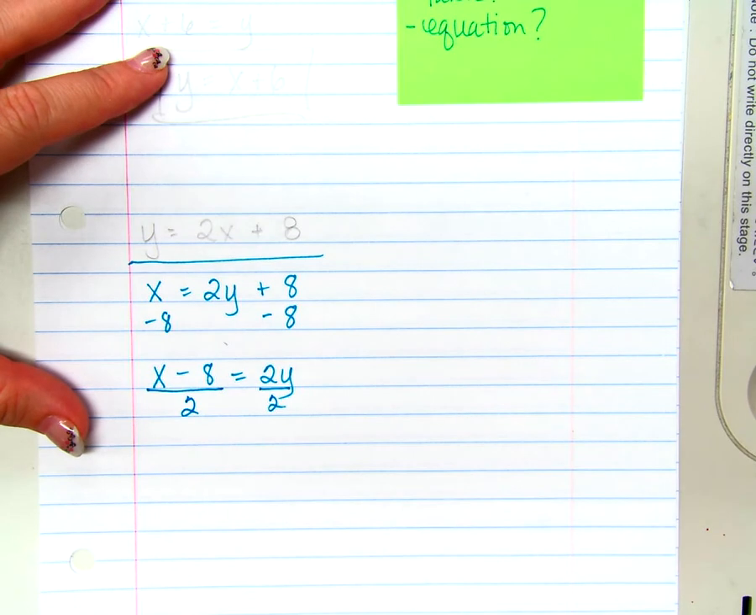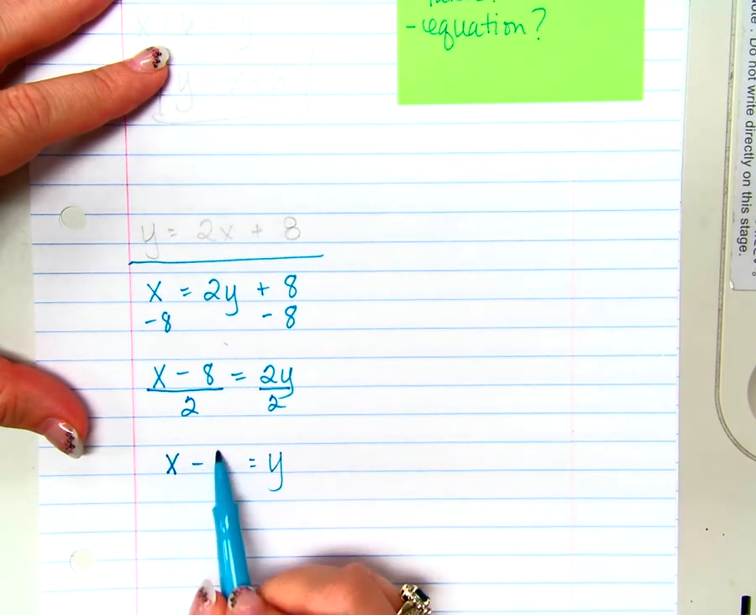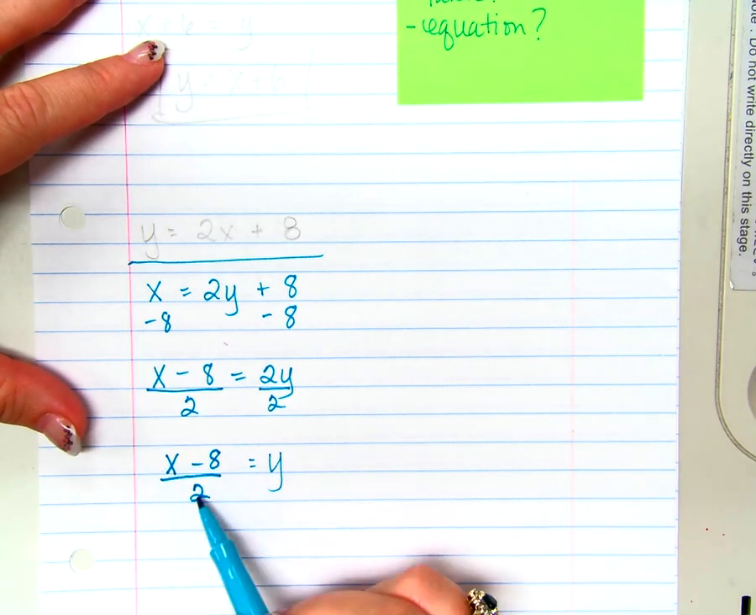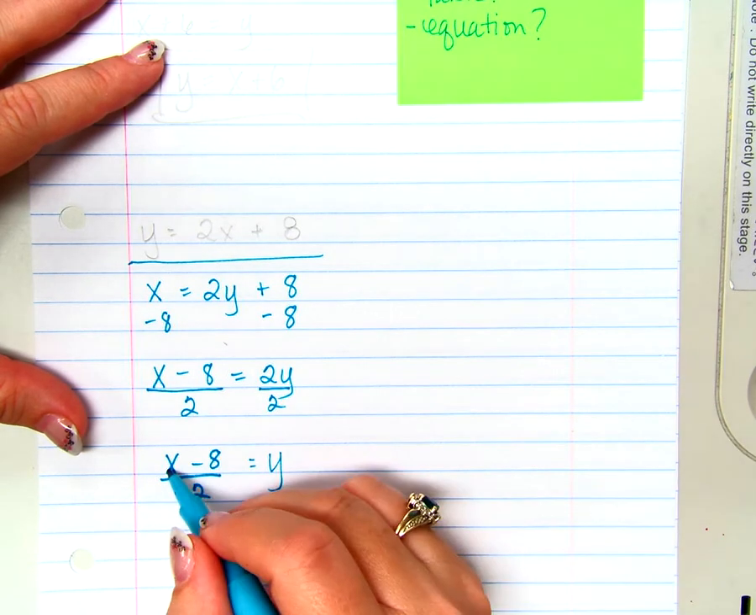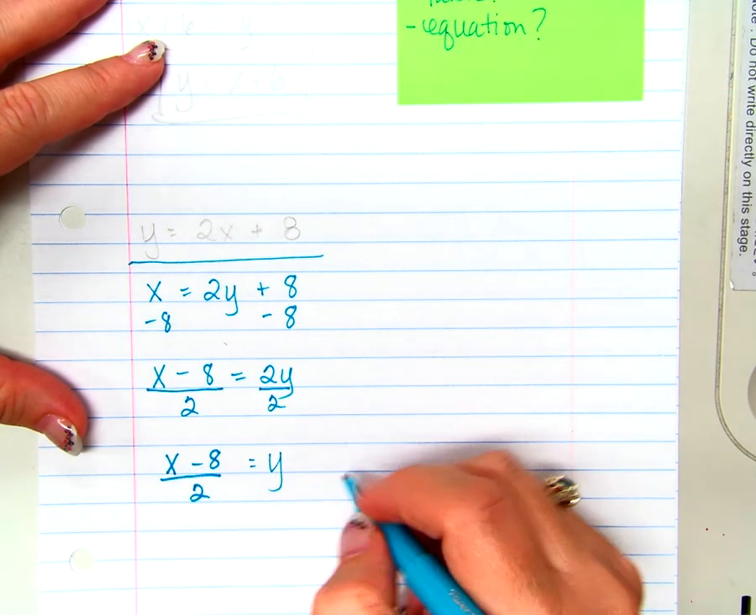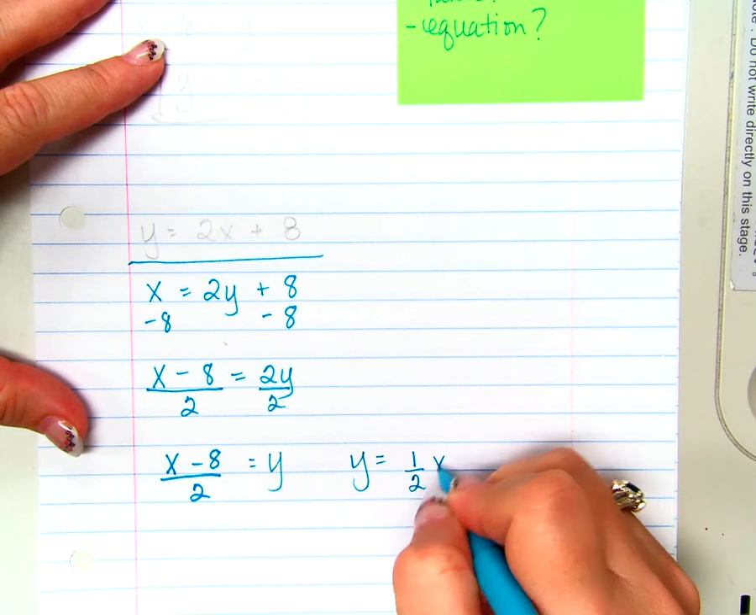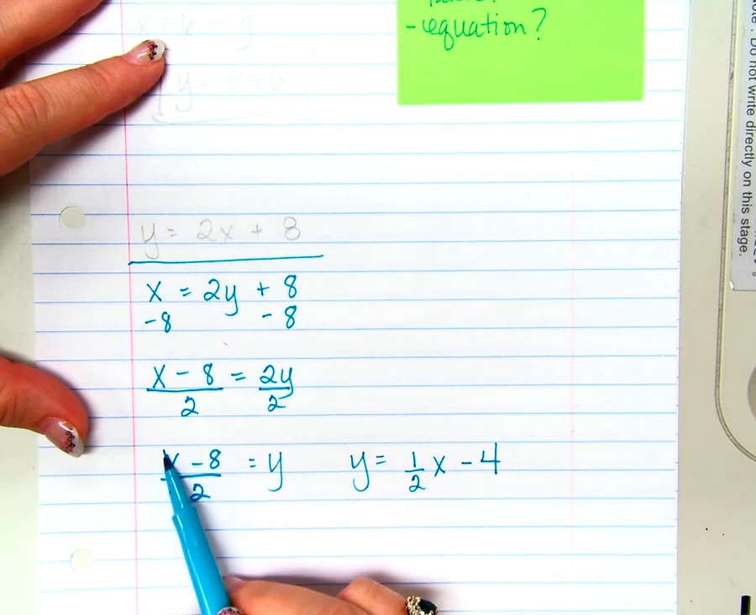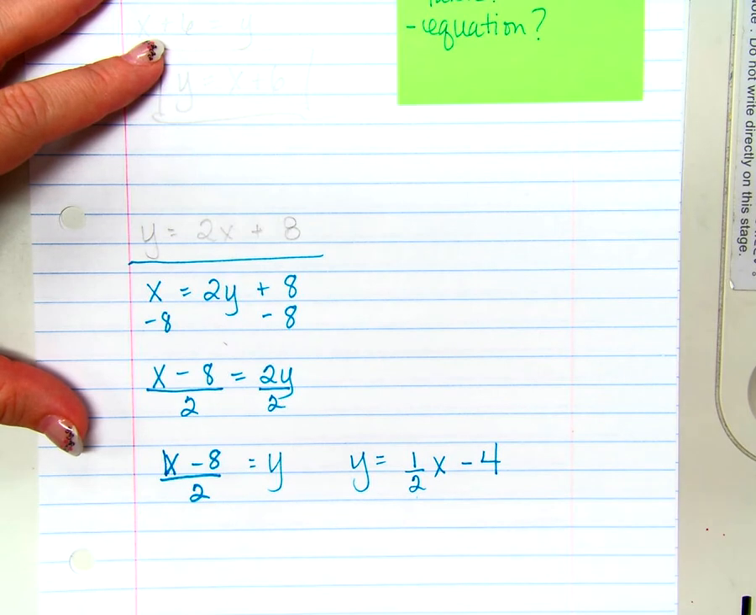Okay? Two different ways to think about this right now. First of all, this right here is a perfectly acceptable answer. X minus 8 over 2 is perfectly fine. Some of you can go that extra step and actually divide each term by 2. And if you do that, you get y equals 1/2 x minus 4. See, 1 divided by 2 is 1/2. 8 divided by 2 is 4. Or negative 8 divided by 2. Okay?